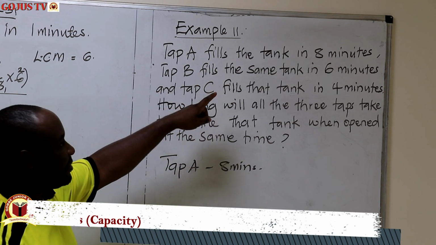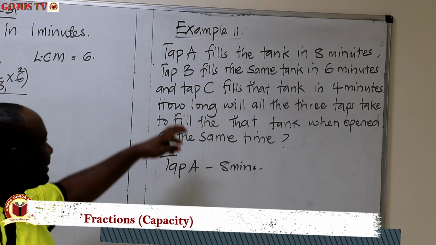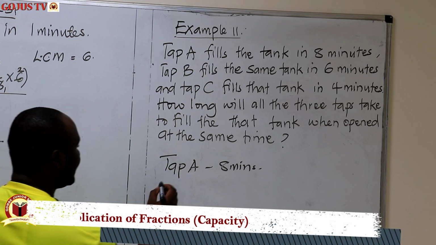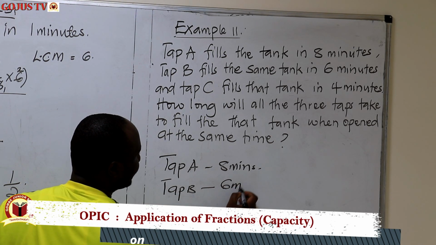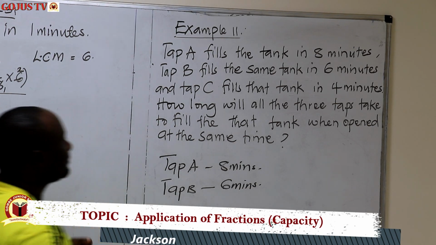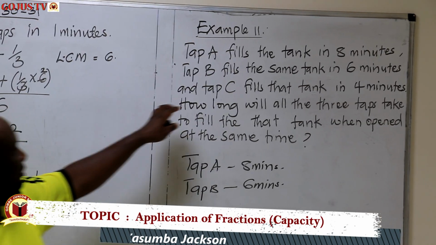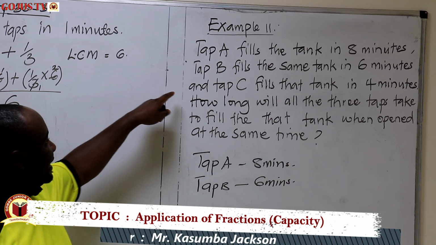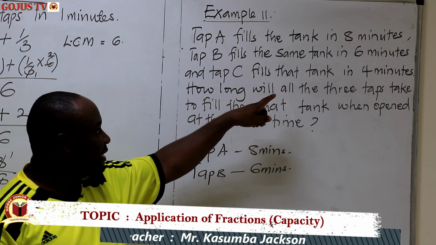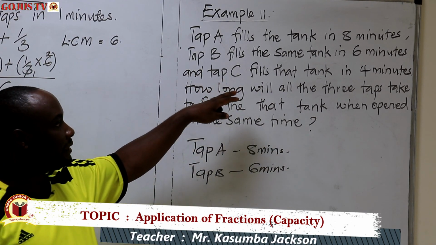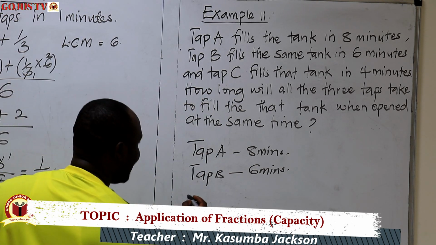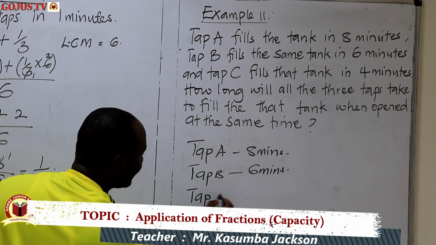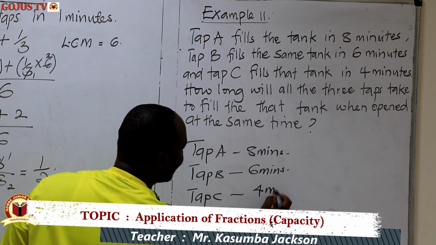Tap B fills the same tanker of the same capacity in 6 minutes, which means I can write tap B takes 6 minutes to fill the same tanker. And then there is another tap. Tap C will take 4 minutes to fill that same tank. So these taps are many now. Tap C takes 4 minutes.